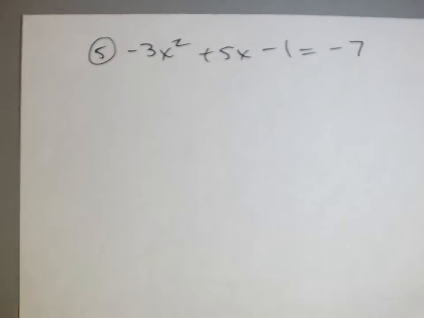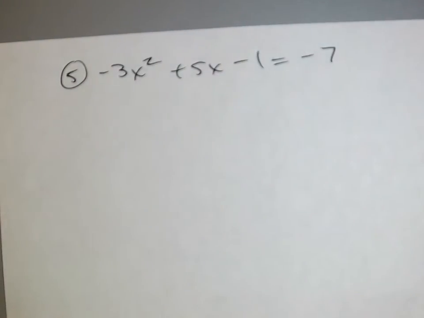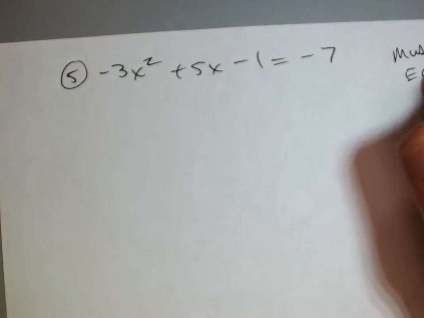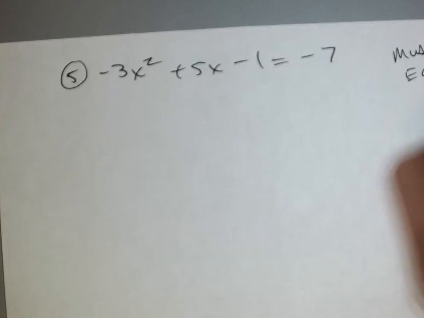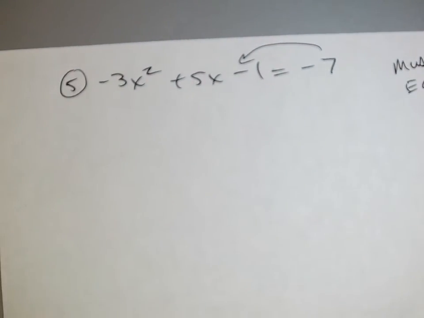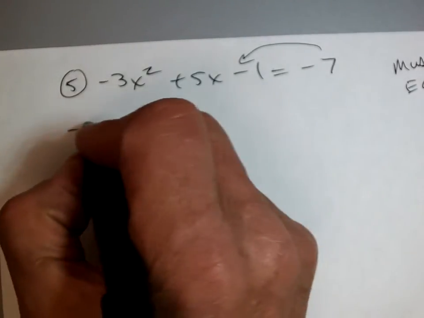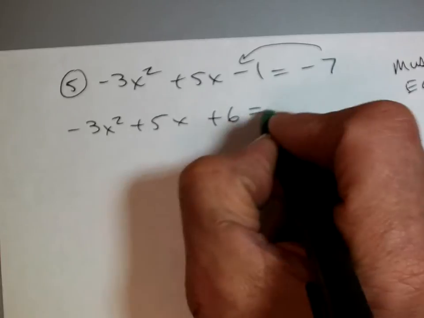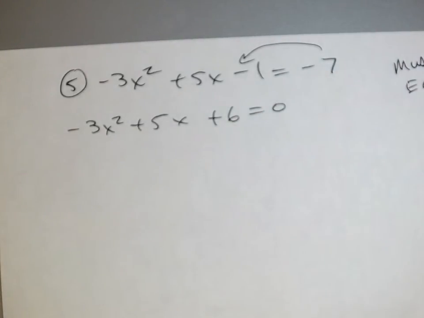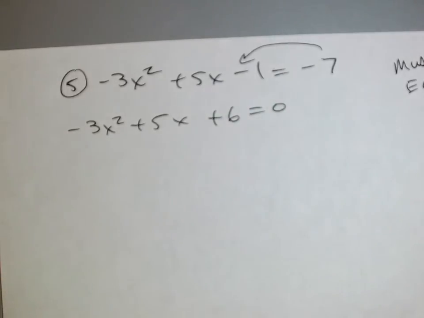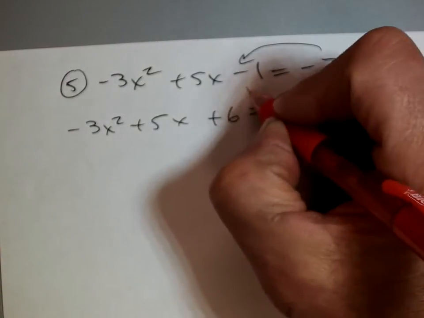Okay, so it must equal 0. Okay? All right, so if that's the case, I'll bring the 7 over. So I have a negative 3x squared plus a 5x plus 6 equals 0. Okay? Just added 7. I went plus 7, plus 7, 1 plus 7.